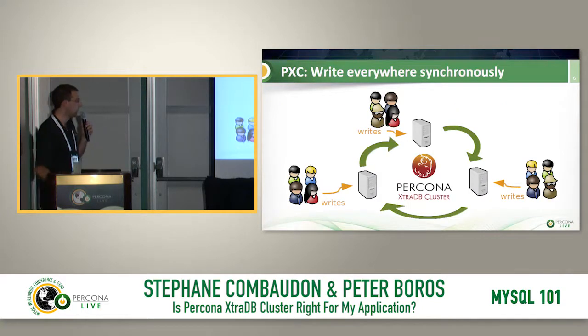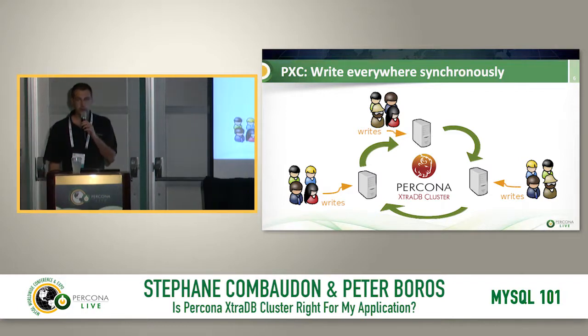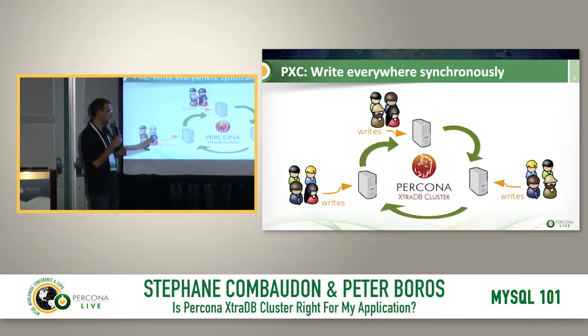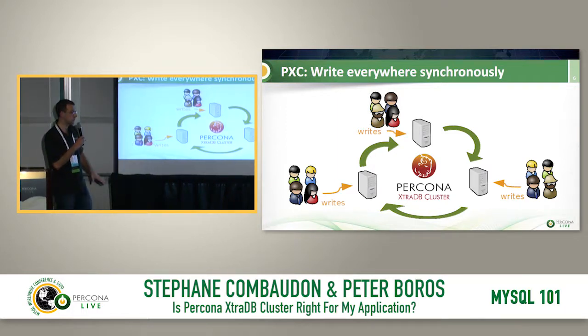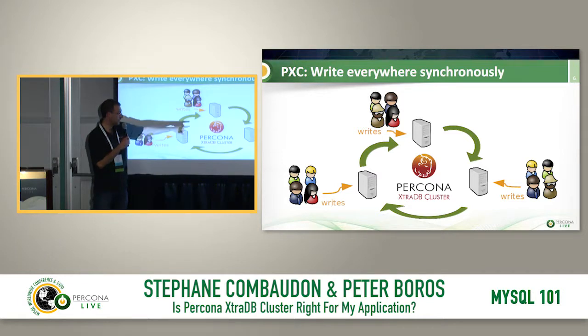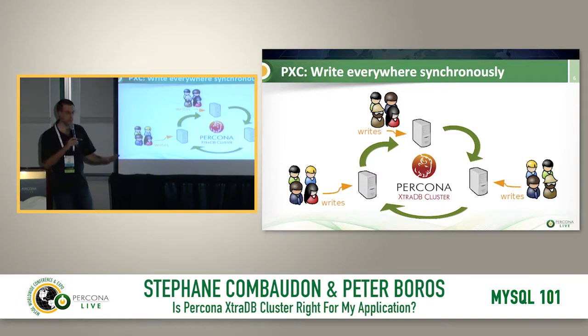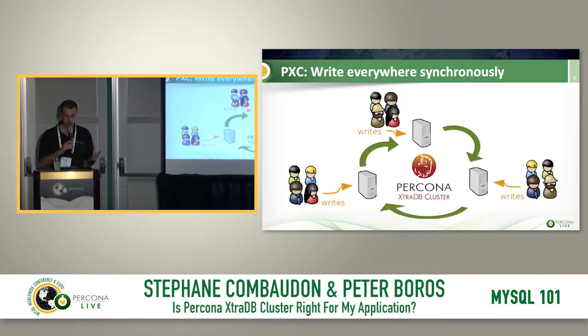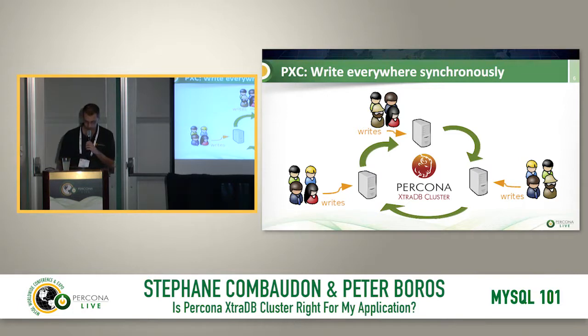Okay, so let's recap. With PXC, you can write everywhere, right? So here you have 3 nodes, and it's not one master and 2 slaves. It's potentially, so it can be, but it can also be 3 masters. So you can write here on node 1 and read on node 3, write on node 2, read on node 1. You can do whatever you like, okay? And you can write synchronously. So this is very interesting.